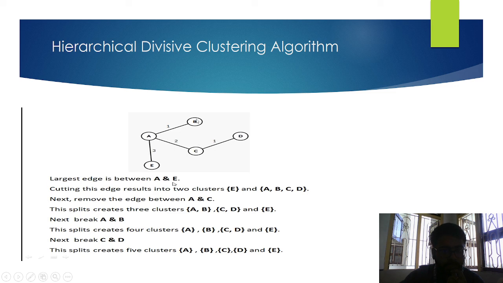The next largest is either AB or CD. You can break either of them. So let's break AB. After breaking AB, we have four clusters: A, B, CD, and E. We should continue the process because CD is not a single cluster. So the next we have to break is CD. After breaking CD, we have five clusters: A, B, C, D, E. So we have achieved the singleton clusters.